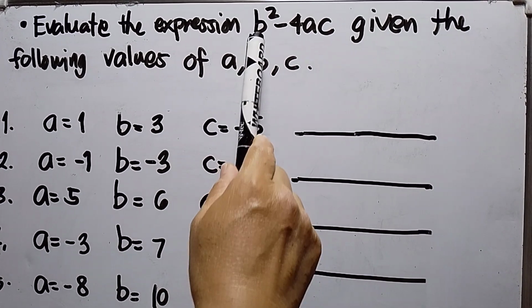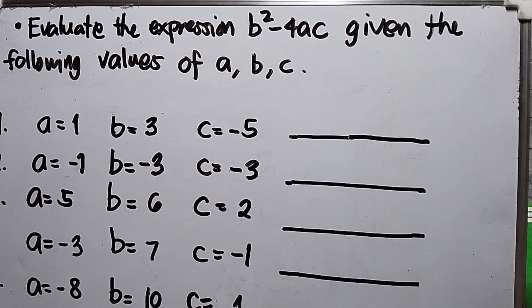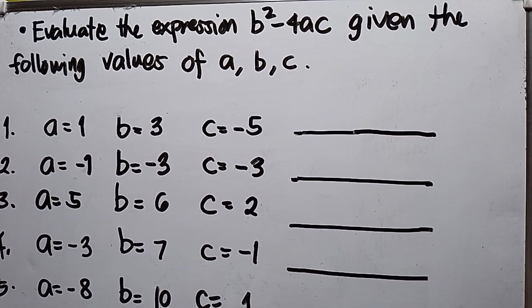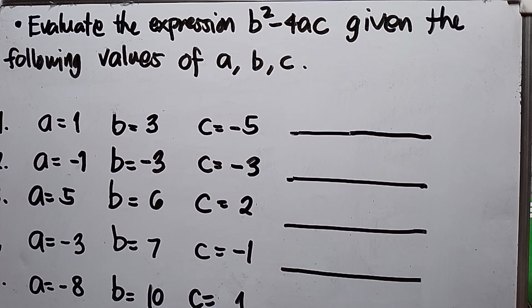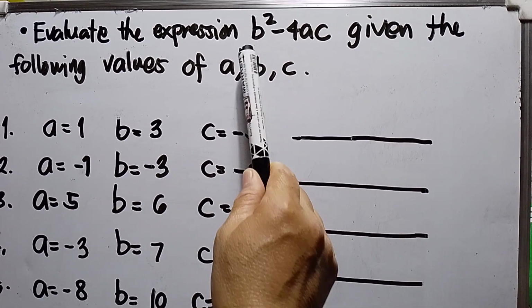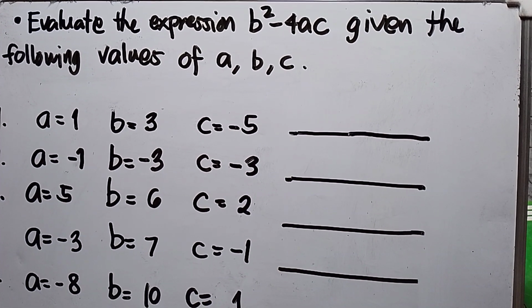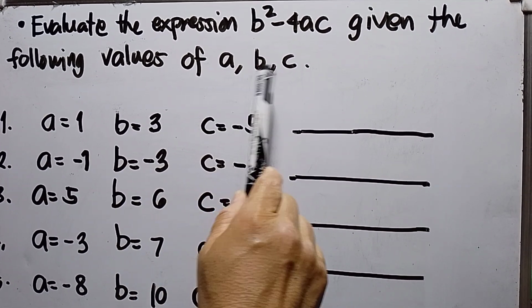So the formula for discriminant is b squared minus 4ac. Now the question for this afternoon's topic: evaluate the expression by using this formula, b squared minus 4ac, given the following values of a, b, and c.